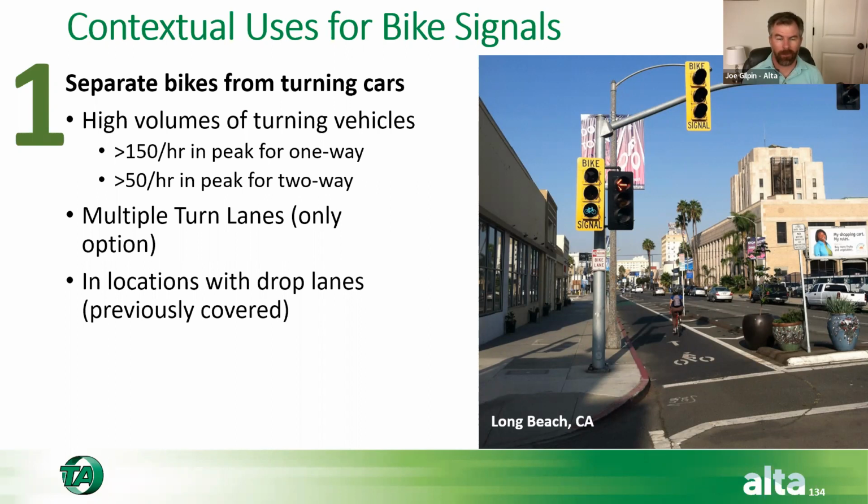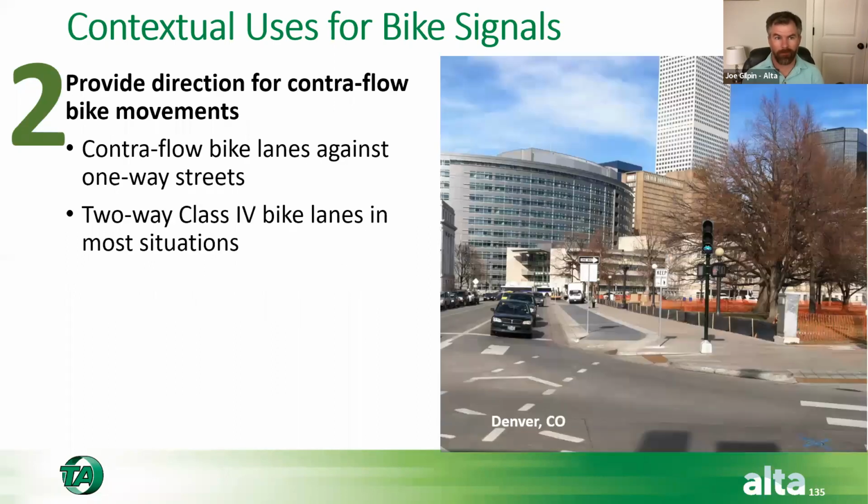And then like we already talked about, where you have a through lane that drops into a right turn only lane, you don't want to cross bikes over that right turn only lane because of the degradation in comfort. We can use a bicycle signal at those locations, which might not meet that 150 right turns an hour threshold. We could also think about other types of treatments that we talked about, but the bike signal is one of those treatments. So that's one use: we can separate bikes from turning vehicles.